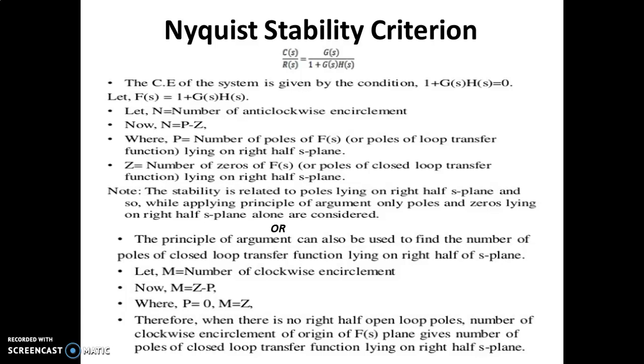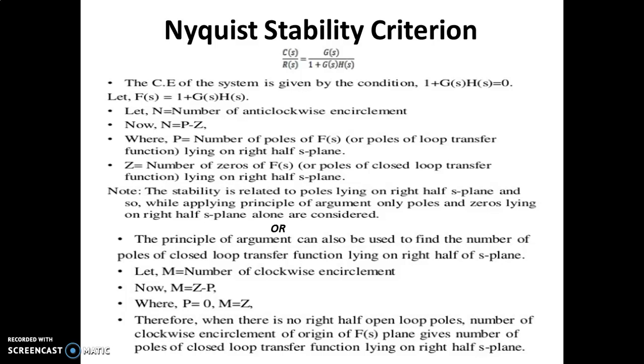Now the closed loop transfer function C of s by R of s is equal to G by 1 plus G into H. From this you can take the characteristic equation. The characteristic equation of the system is 1 plus G of s into H of s equal to 0. Let us take that left hand side polynomial, 1 plus G of s into H of s, equal to f of s, because it is in terms of the s domain only.